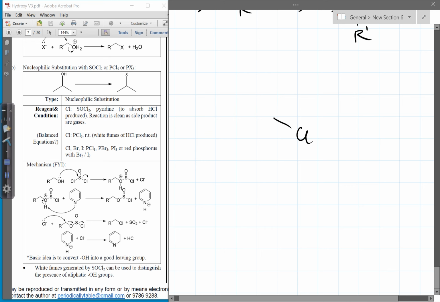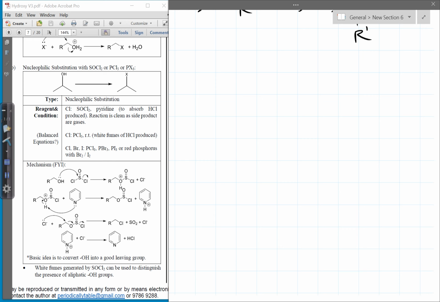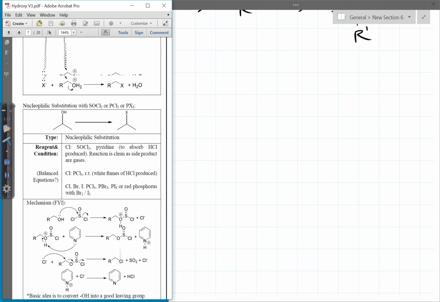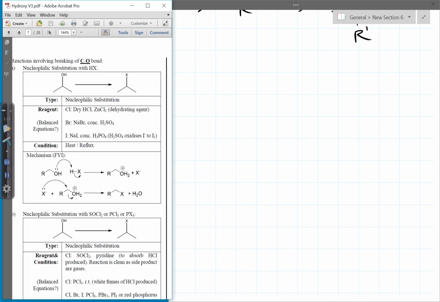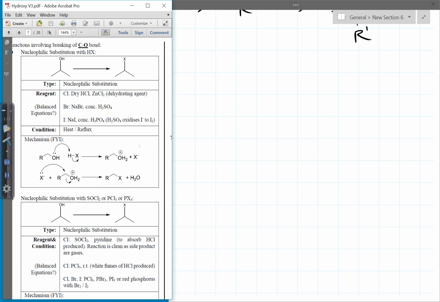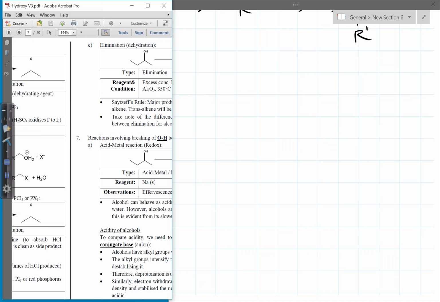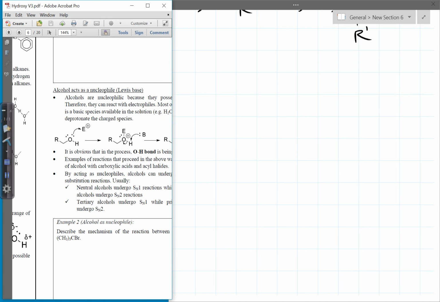And in this process, you can see that the CO bond is being broken at the third step, right? At the third step, your CO bond is being broken, while for the first one, reaction with your HX, your CO bond is being broken in the second step. So if you understand all these mechanisms, you don't really have to memorize which one the CO bond breaks, which one the OH bond breaks, because when you draw the mechanism, you know which one breaks, right?